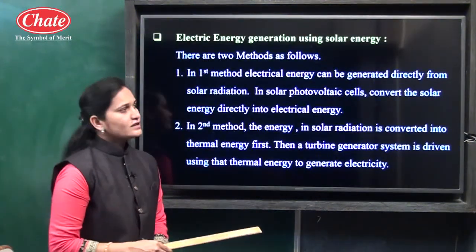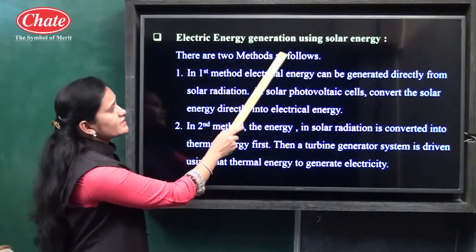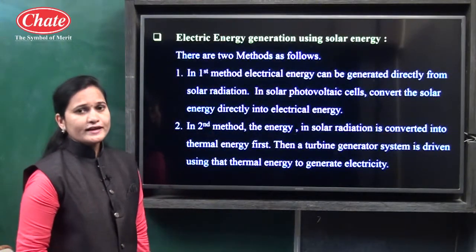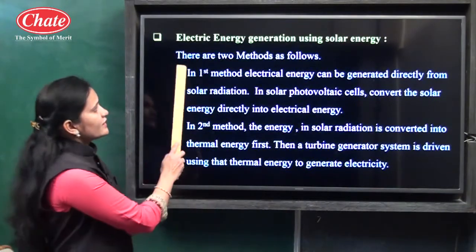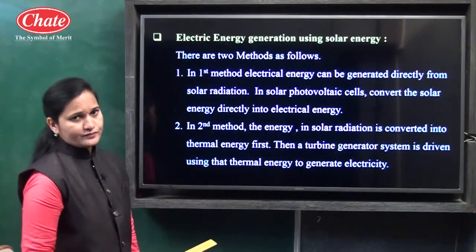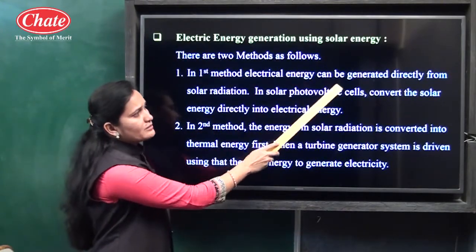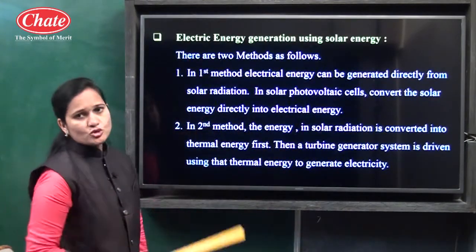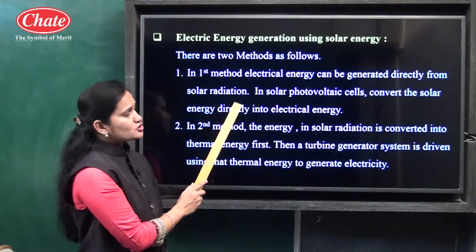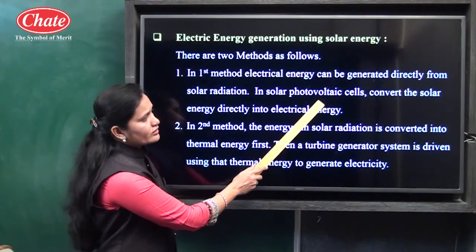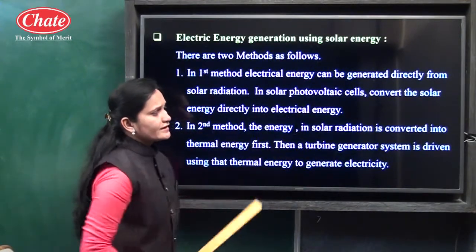Now the next and third source for the electric power station is electric energy generation using solar energy. How can we use solar energy for the production of electricity? Related to that, there are two methods as follows. In the first method, electrical energy can be generated directly from solar radiation. Solar photovoltaic cells convert the solar energy directly into electric energy.